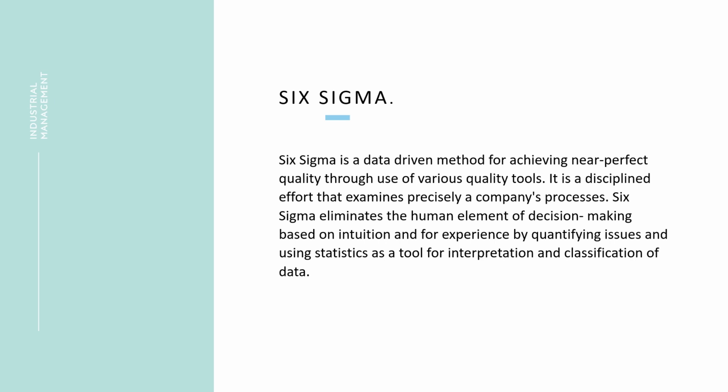Six Sigma. Six Sigma is a data-driven method for achieving near-perfect quality through use of various quality tools. It is a disciplined effort that examines precisely a company's processes. Six Sigma eliminates the human element of decision-making based on intuition and/or experience by quantifying issues and using statistics as a tool for interpretation and classification of data.